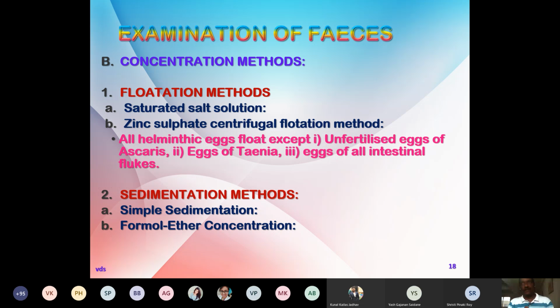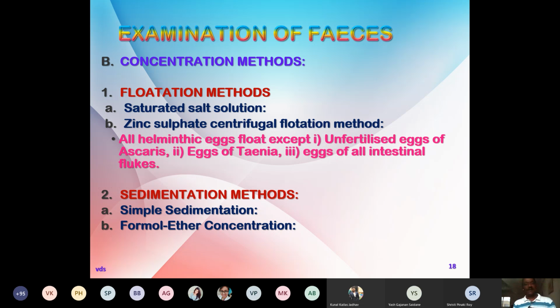Eggs of Taenia are heavy in density. And eggs of all intestinal flukes, Fasciola hepatica, Clonorchis sinensis, then the oriental lung fluke, Paragonimus westermani. All these eggs are heavy as compared to the density of zinc sulfate, and that's why they sink at the bottom.